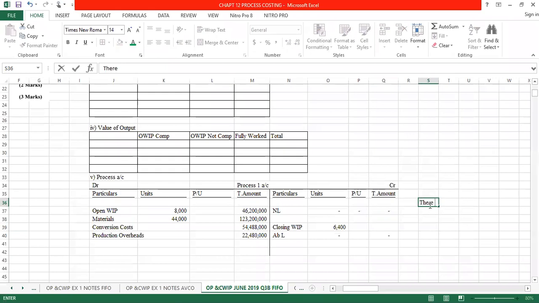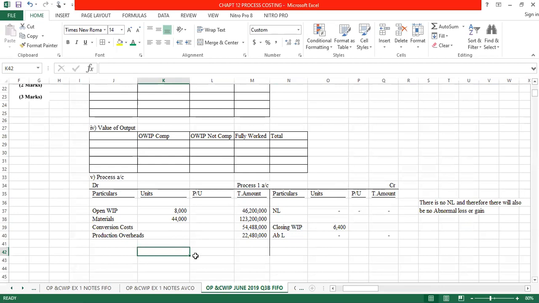There is no normal loss, and therefore there will also be no abnormal loss or gain. I explained that. So if normal loss is not given, there is also no abnormal loss. If you don't expect any loss, there will also be no actual loss. That is the interpretation of that.